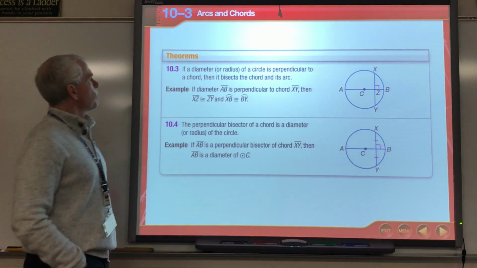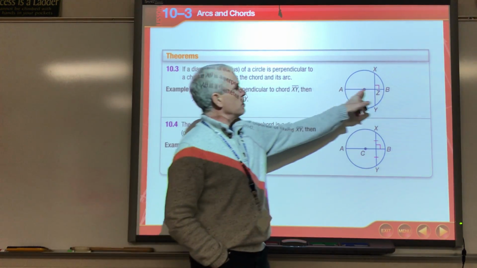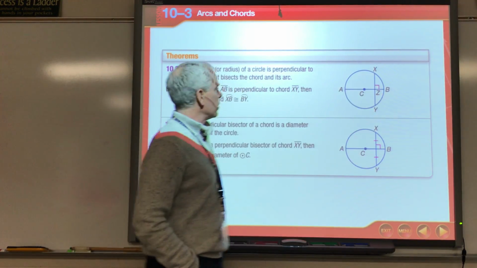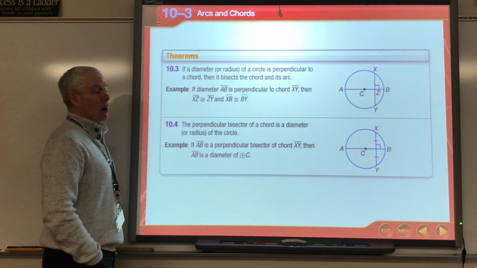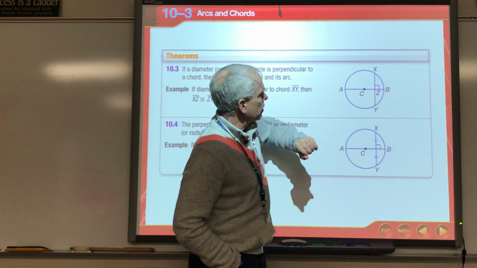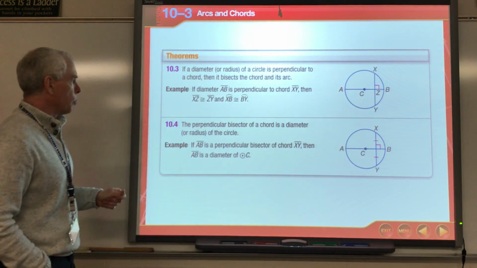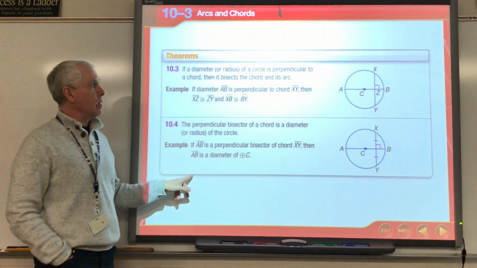A couple more theorems. If a diameter is perpendicular to a chord, so AB is clearly a diameter, and we've made a right angle there, so we're perpendicular to the chord, then it bisects the chord and its arc. So XZ and ZY are congruent, XB and BY are congruent. And then kind of the converse, the perpendicular bisector of a chord must be a diameter.